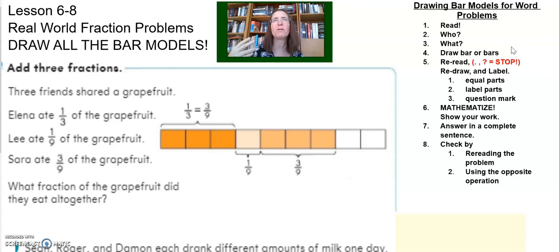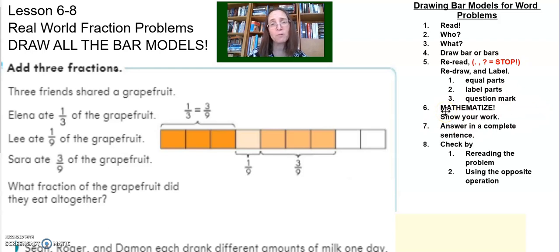We're going to be using multiplication and division a lot. Then we just draw the bar or bars that we want to use. I've noticed with our fraction problems that I usually just want one, but that may not be the case. Then we reread and we stop at every piece of punctuation to redraw and label things in our pictures. And then we mathematize, which is Dr. Buller's word for actually doing the math. We want to see you showing your work.